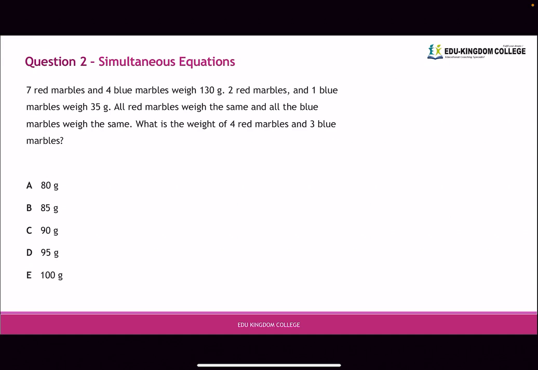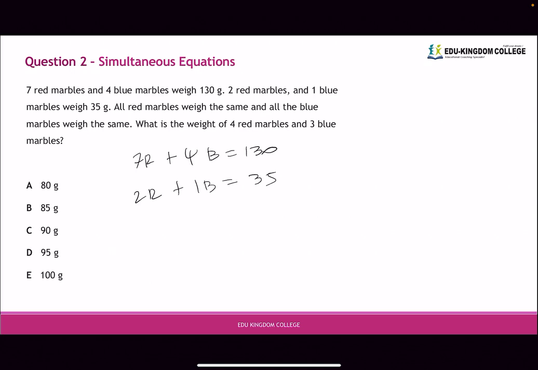Now question 2, 7 red marbles, 4 blue marbles. So 7R plus 4B equals 130. And 2R plus 1B equals 35. Now, what is the weight of 4 red marbles and 3 blue marbles? So let's try and find the weight of each marble.